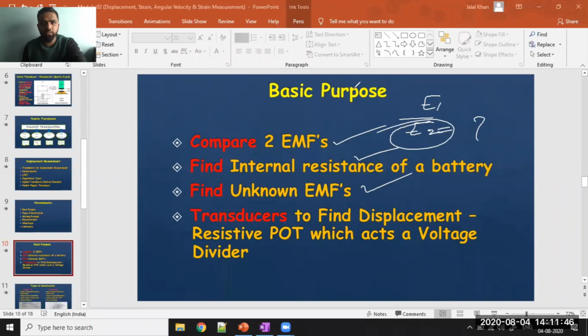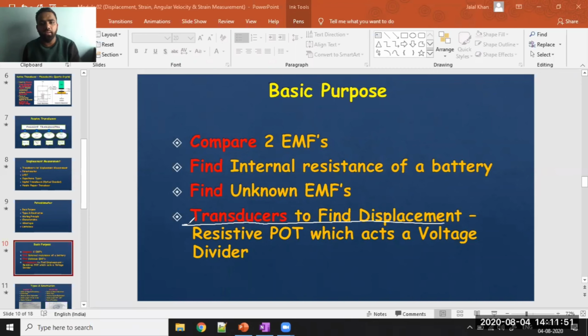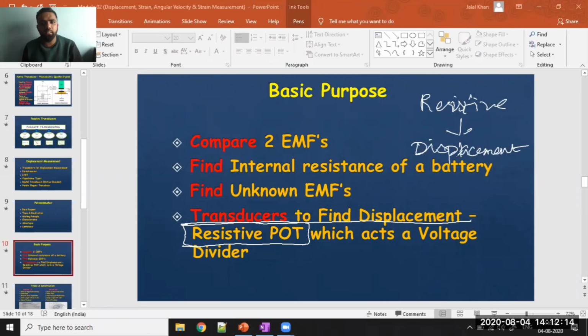Now the main application for which your subject is designed is, it is used as a transducer to find the displacement. Now this type of potentiometer transducer is called a resistive pot. What do we call it? Resistive pot, because it is based on the principle of Ohm's law, because it will use some kind of resistance to convert it into displacement. We already know what a transducer is. It converts one form of signal to another form of signal.